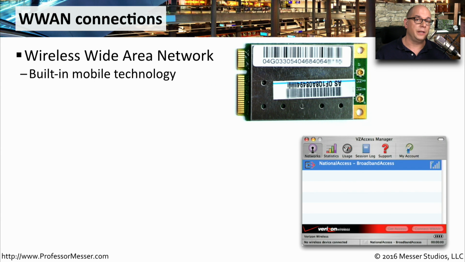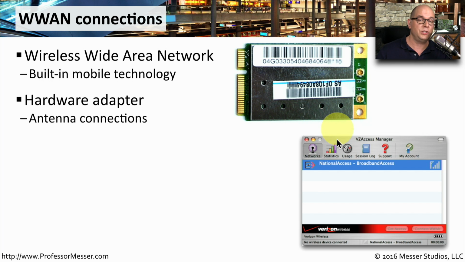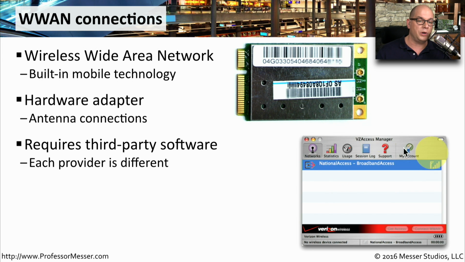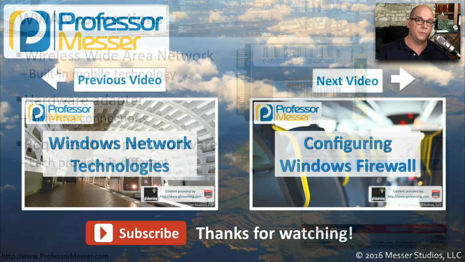For ultimate mobility, you may want to connect to a mobile provider's network over what we call a wireless wide area network. With a wireless WAN, the mobile technology is built into your computer with one of these adapter cards. And all you have to do is simply connect to the wireless network wherever you happen to be. This will often use third-party software to be able to connect, but once you've made the initial connection, you can now use your computer and connect to the internet over this wireless mobile network.